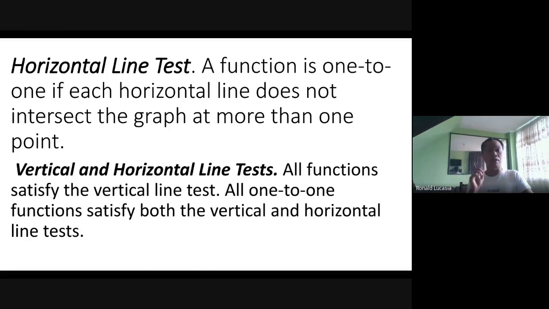I hope you're still familiar with the vertical line test. So when you say vertical line test, when you draw a vertical line in any part of the Cartesian plane, it will only intersect the graph at exactly one point. That's a function. Pero kapag ginamitan mo siya ng horizontal line test at isang beses lang din siya nag-intersect, that function is said to be a one-to-one function.